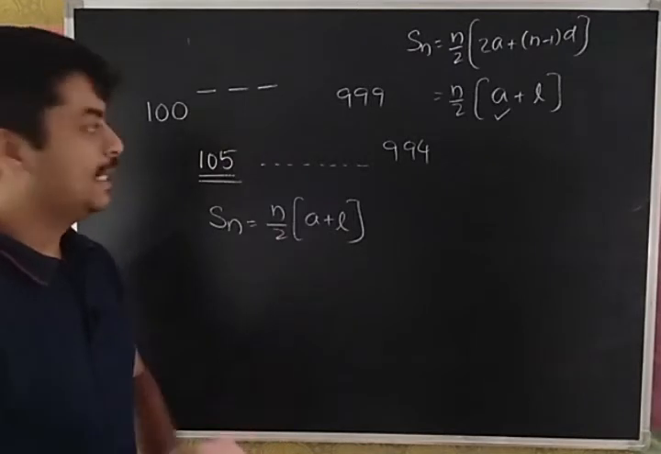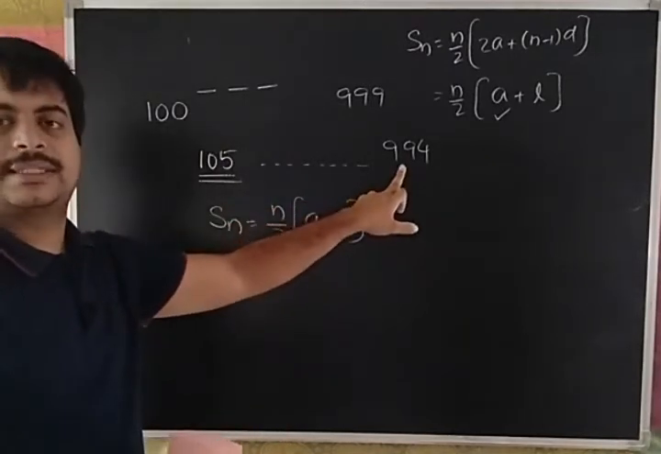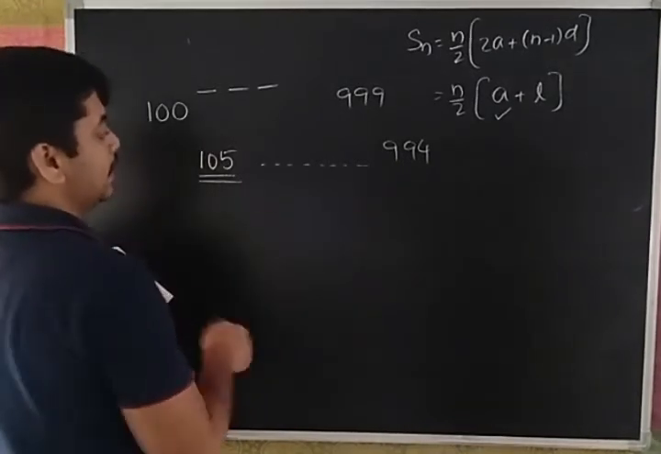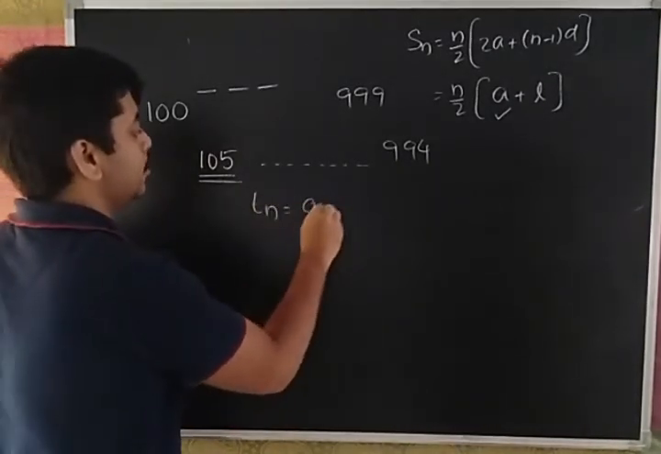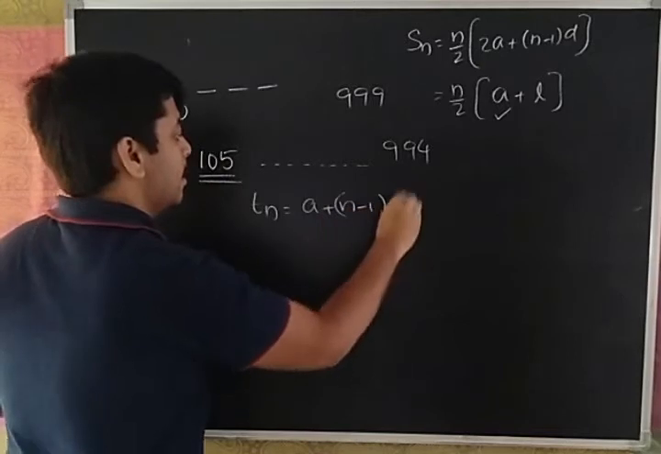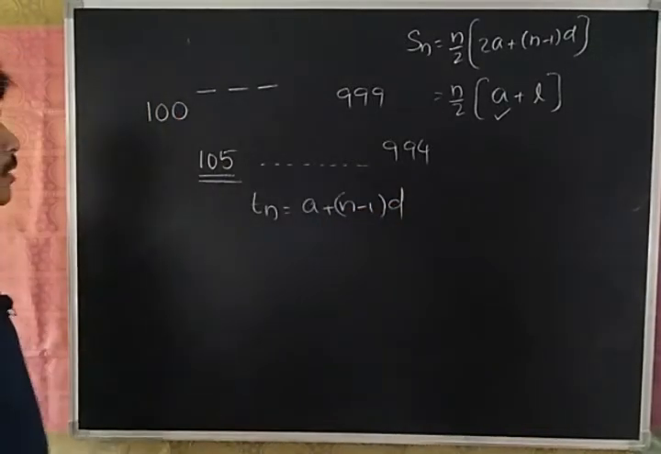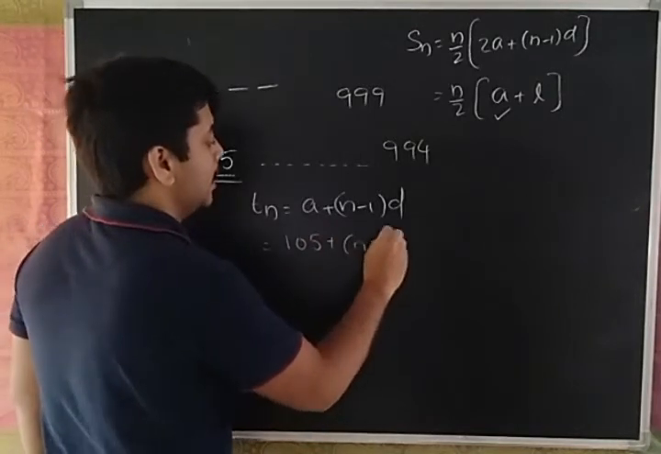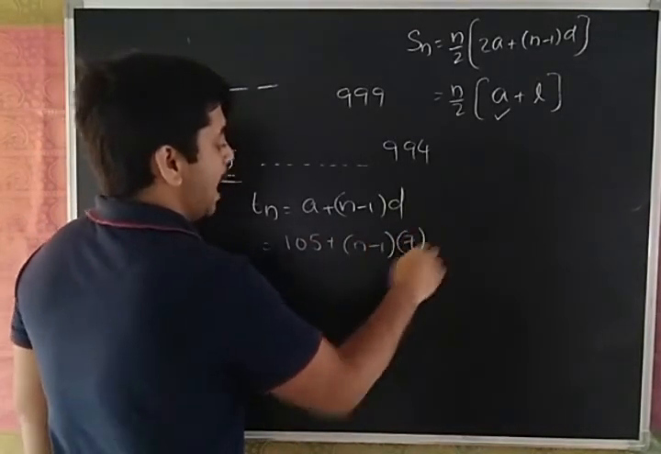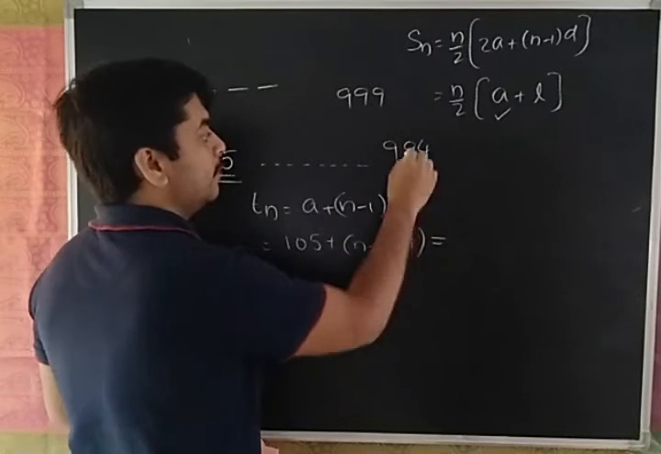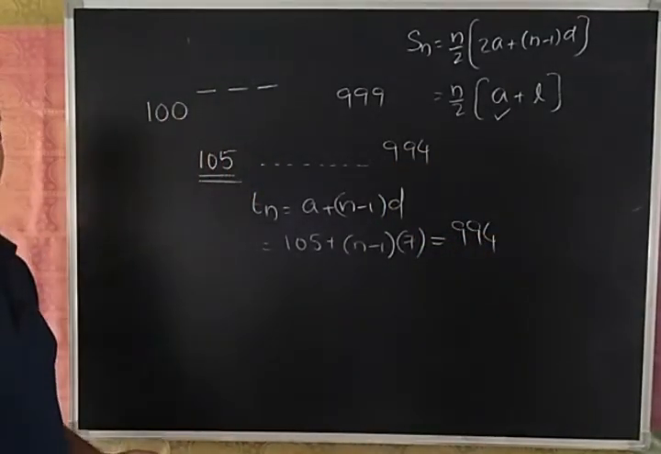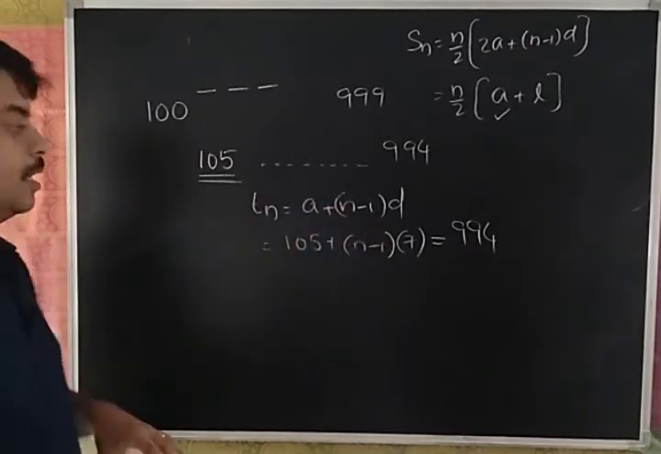How? It is the nth term, right? This is the last term. So, we have the formula for the nth term. What is the nth term formula? Tn is equal to a plus n minus 1 into d. So, what is a? 105 plus n minus 1 into d. The common difference is 7. And this for some value of n will be 994, that is Tn, the nth term.